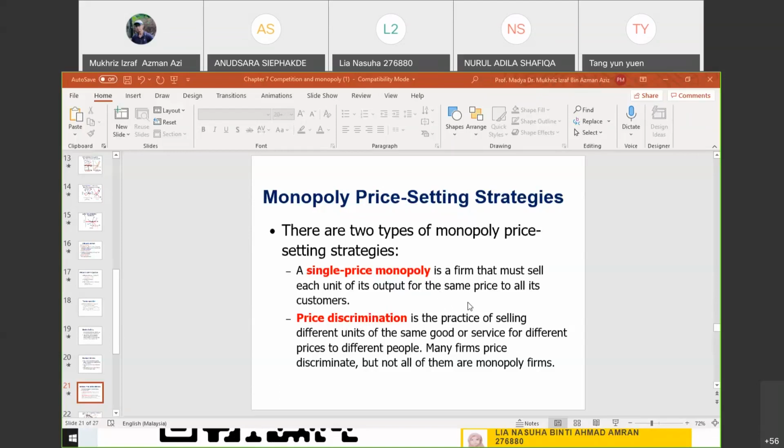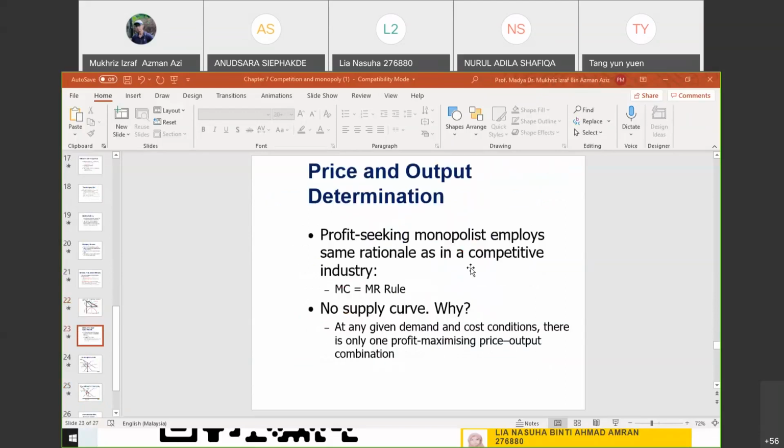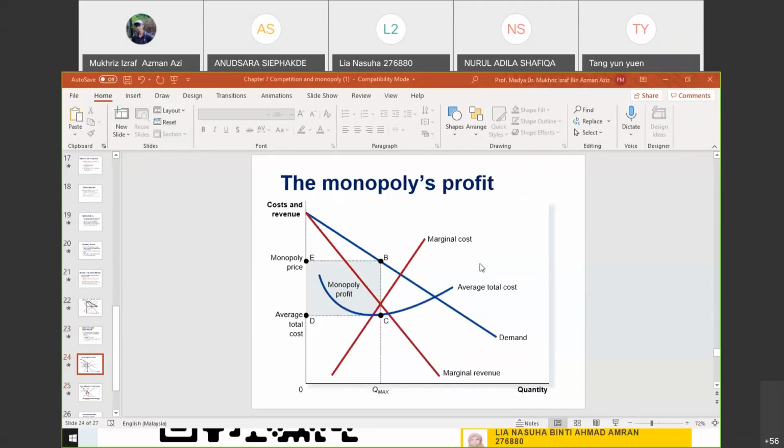Okay, but that is just in general. The main thing that we want to look at is the shape of the demand curve, the marginal revenue curve, and the average cost curve. Whenever you learn monopoly, it's best to compare with the perfect competition market graph that you learned before.